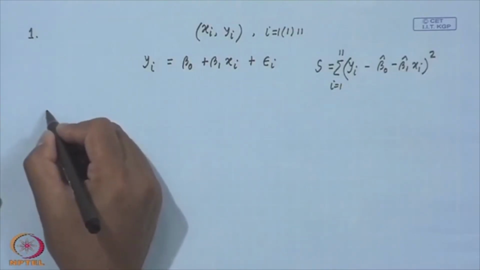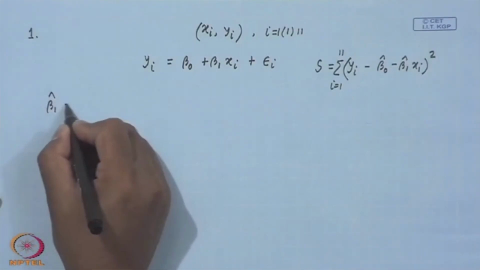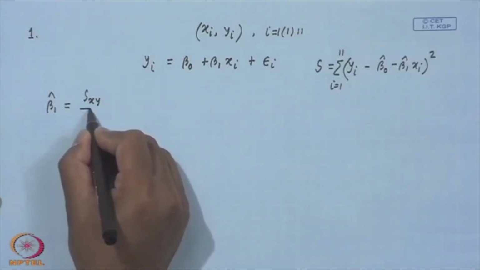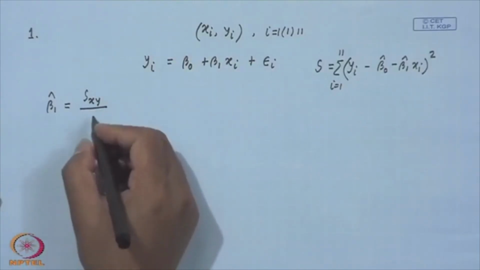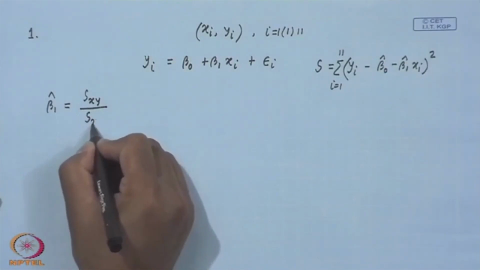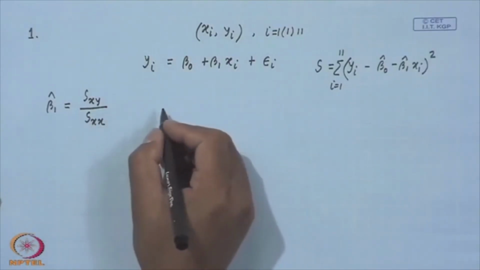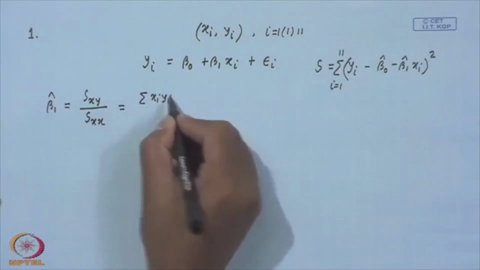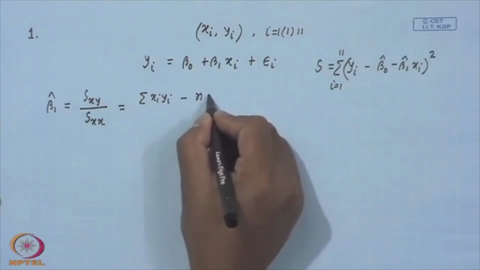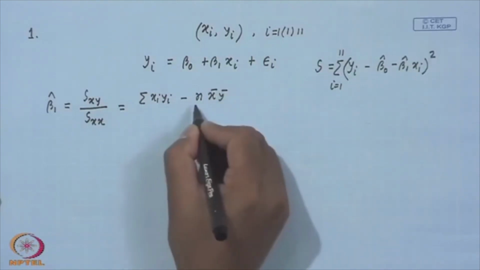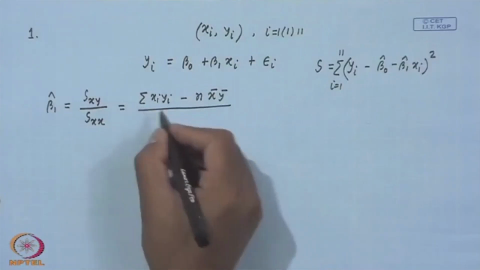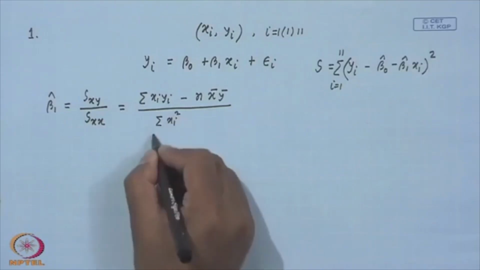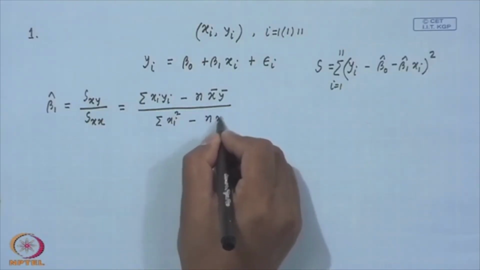So, beta 1 hat we know is equal to S x y over S x x. Please refer to my first topic, simple linear regression. Okay. So, this can also be written as summation x I y I minus n x bar y bar, where n is equal to 11, over summation x I square minus n x bar square.